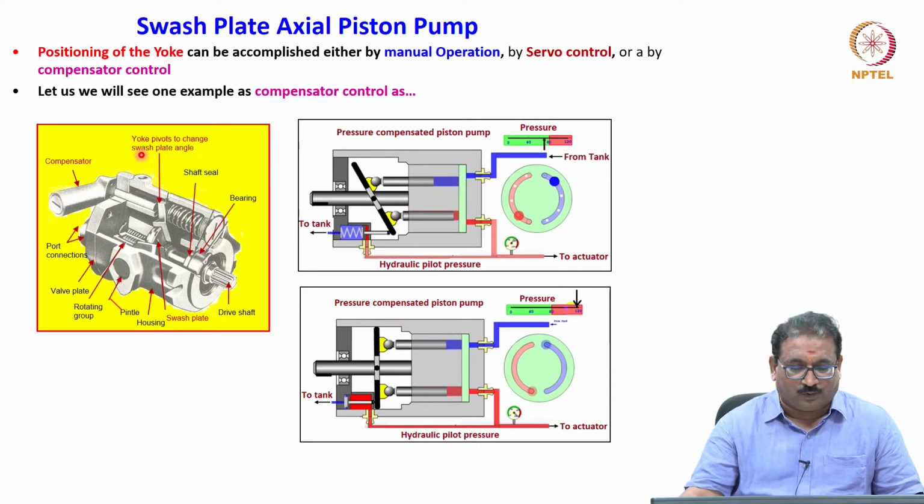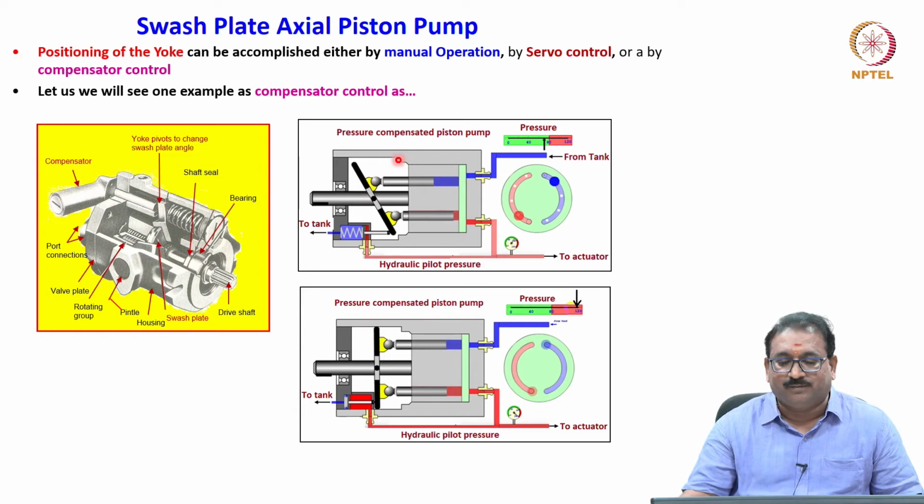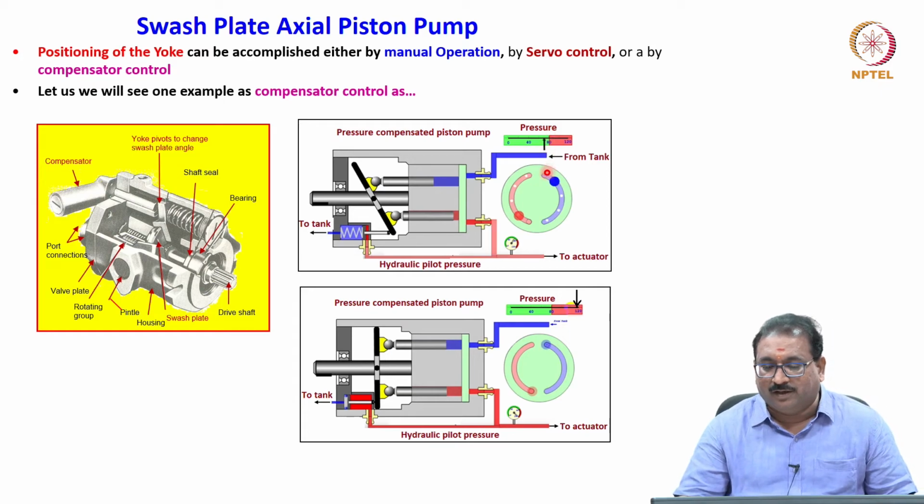You will see here what I have shown, the cut section model of the axial piston pump pressure compensator, which has a yoke arrangement. The yoke pivots to change the swash plate based on the external pressures. Okay, you will see the arrangements here. What I did here, pressure compensated piston pump. This is a swash plate. This can be moved up and down, whatever you want. What I will do here, I will set the required pressure, assume I am setting here 75 bar.